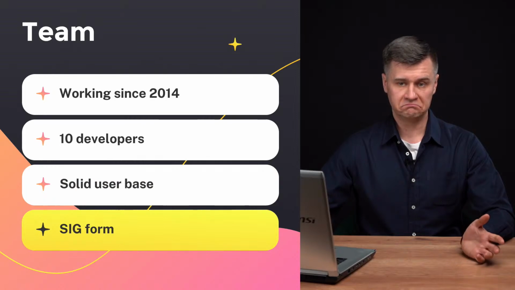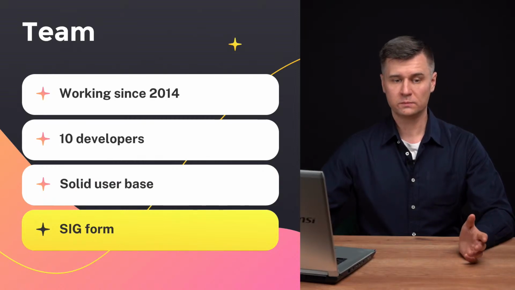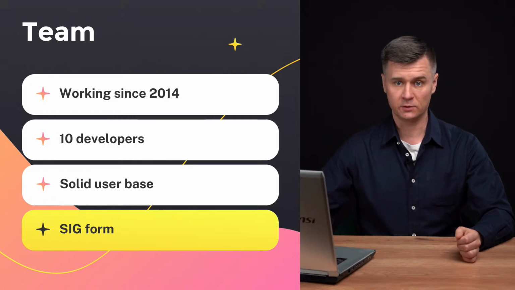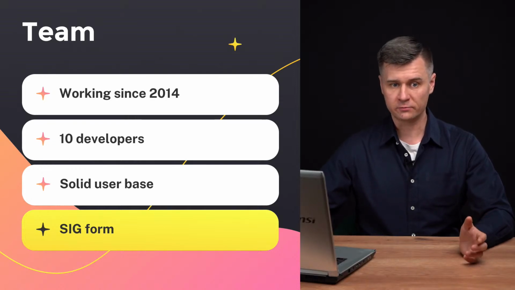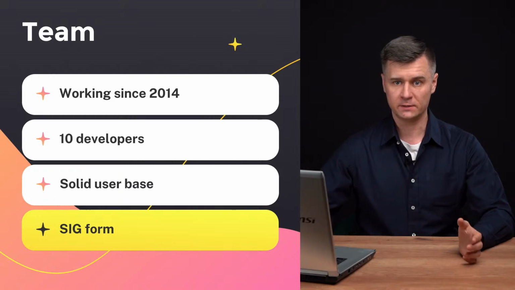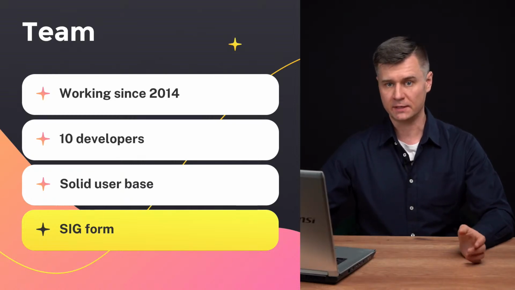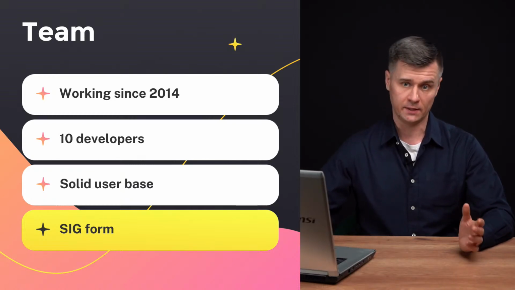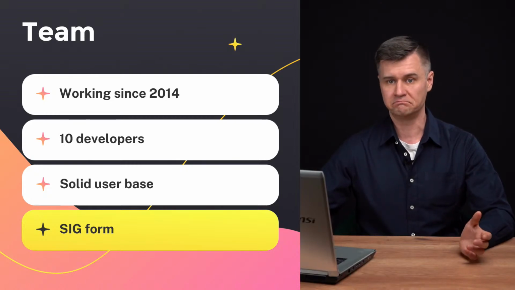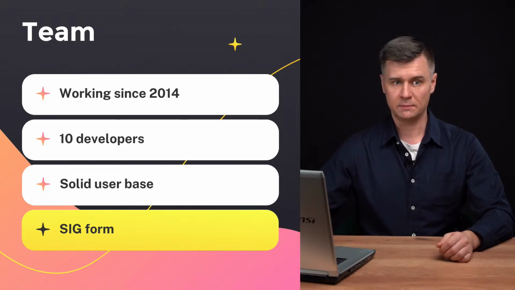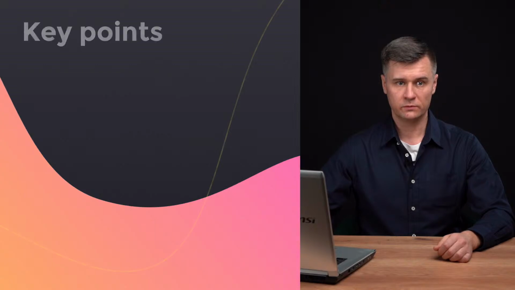And a couple of words about the form. The form of this project is called a Special Interoperability Group. That means that the membership community who are interested in this project fund it, provide feedback, and set the development priorities, and they communicate with the development team by means of SIG meetings and similar things. So let's move on further.